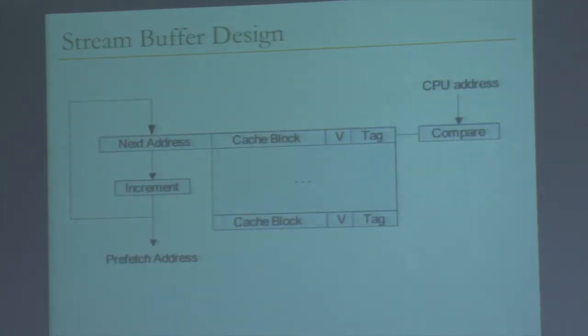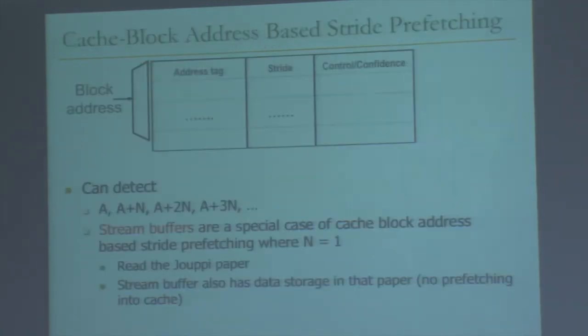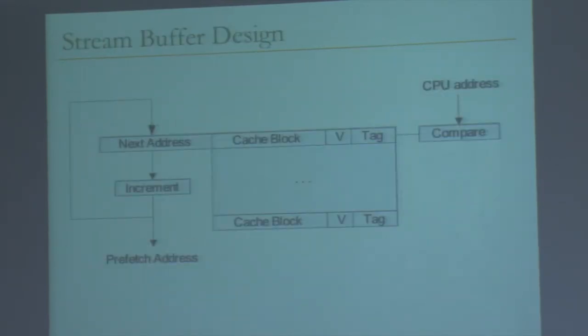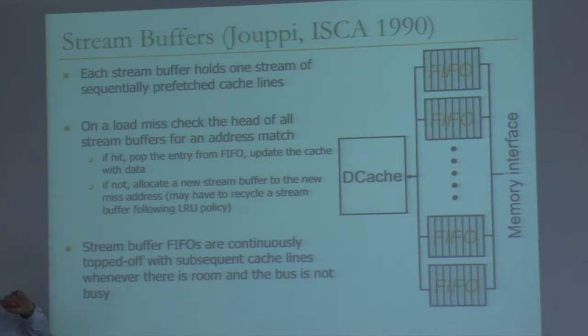I'll not go into this. This is actually in the paper. I don't know if I actually showed the paper address, but maybe I should show this. This is actually the same paper as the victim cache paper. Remember the victim cache idea that we've discussed? The same paper introduced not only victim caches, but also stream buffers.